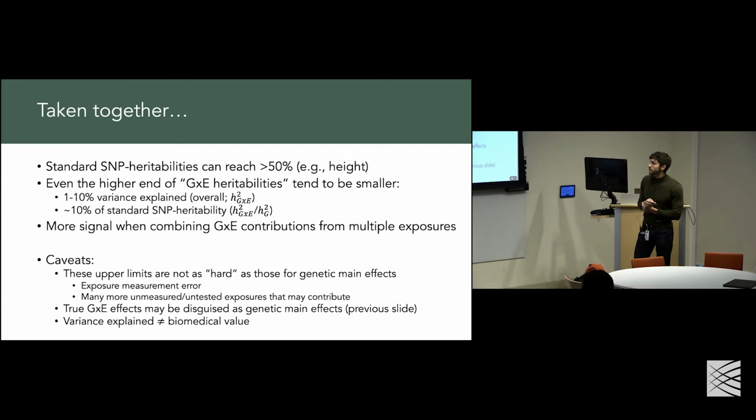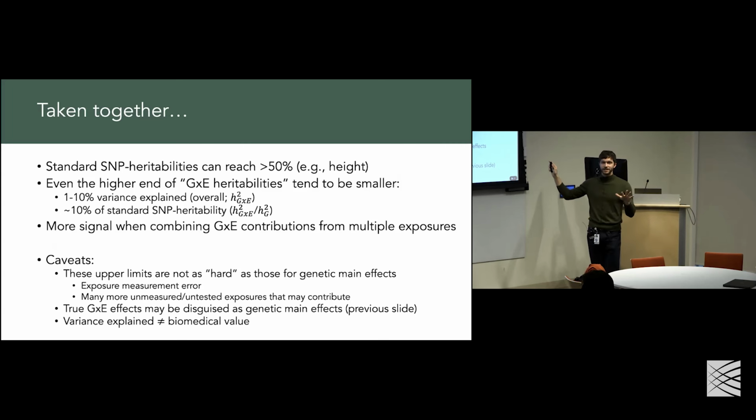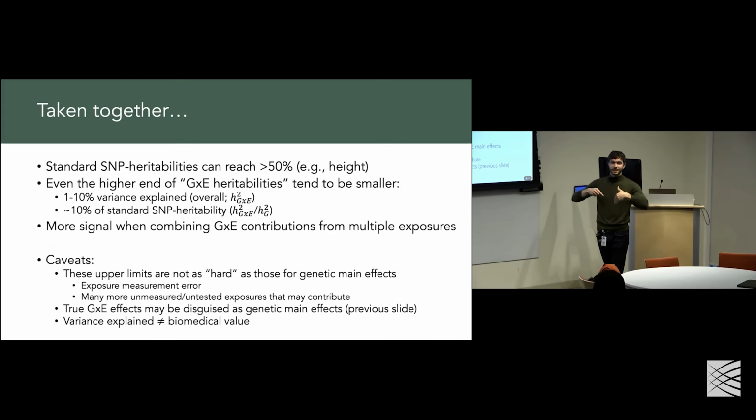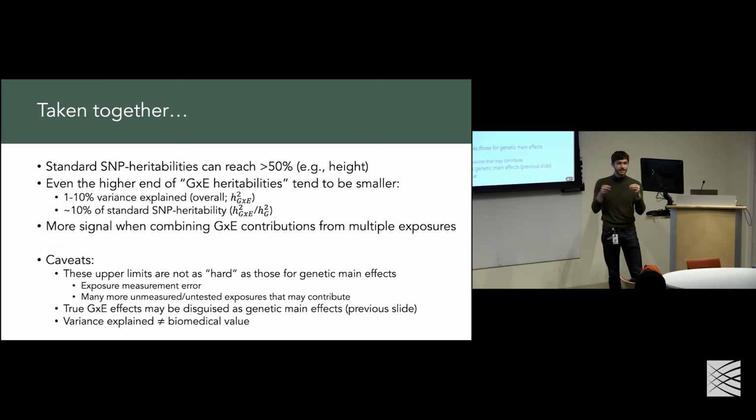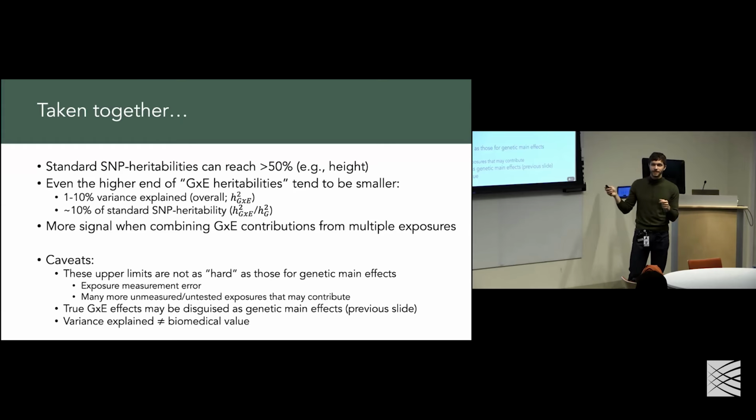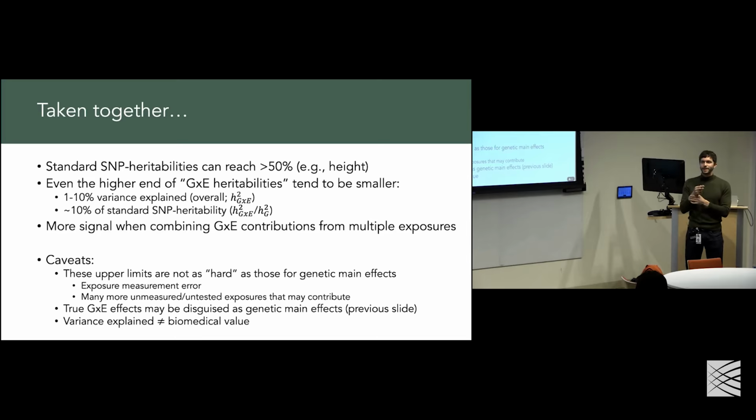So some caveats to this. First, these upper limits are not as hard as those for genetic main effects. I won't spend more time on this because we were just discussing it, but there is more hope for increasing this with more targeted analysis than improved methods might be expected to increase something like a genetic main effect heritability. True G by E effects might also be disguised as a genetic main effect. That's what we were just talking about, where maybe there are true underlying G by E effects that look like genetic main effects when we do the actual analysis.